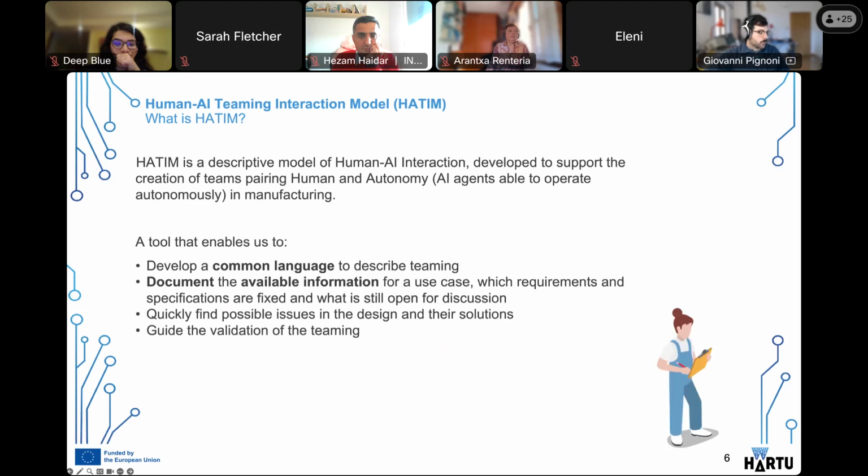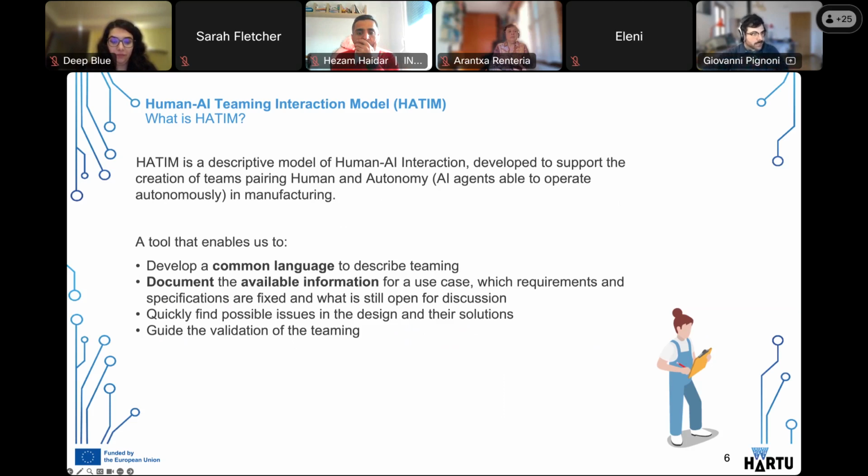From this, we decided that we had to develop a human AI teaming interaction model. The reason to do so is that we felt the need to develop a tool that would give us a common language, both internally in Deep Blue, but also when we are talking with other stakeholders in a project. A common language that would allow us to describe teaming and also to document all the various bits of information that we collect as we approach a use case, that we think, based on what the literature is telling us but also on our years of experience, can affect teaming. All the important bits that are contextual to the introduction of human AI teaming and can affect it, we try to capture in the model.